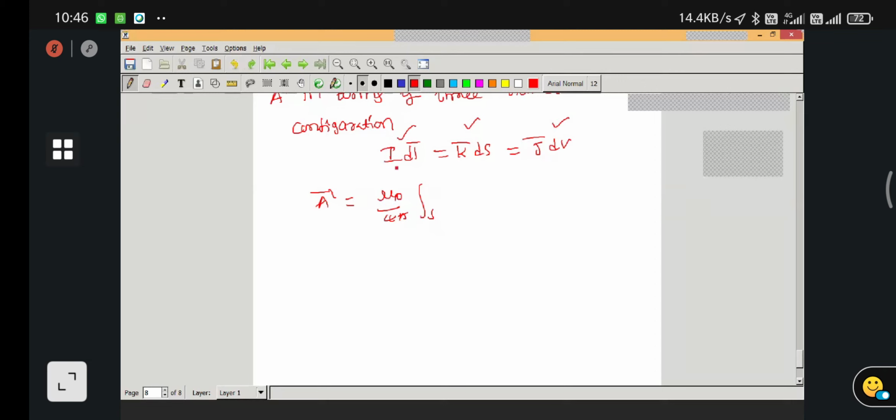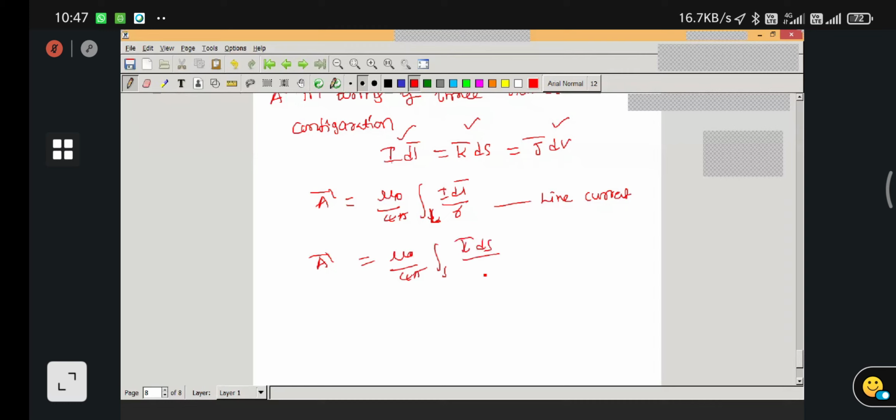First of all, I take the line current, nothing but I dl vector by R. This is the line current. I can replace the I dl by K ds. Then A vector equals mu naught by 4 pi, the surface integral of K vector ds by R. This is nothing but the surface current.